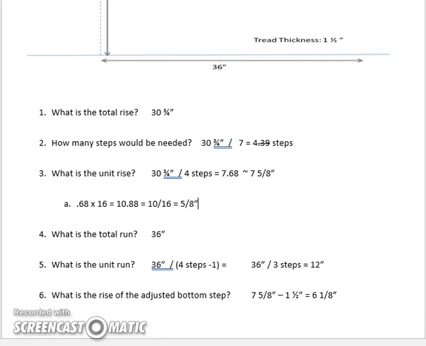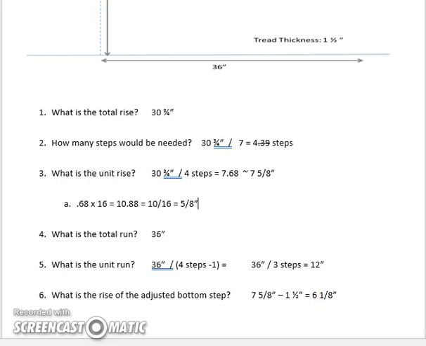Last but not least is the adjusted bottom step. You have to adjust your bottom step for the tread thickness. So, yet again, there's a reason I tell you to write this stuff down. Up here at number 3, we take our unit rise, which is 7 5/8, minus our tread thickness, which is up here in the picture, and we get 6 1/8. If you can't do that in your head, or on a calculator, 7 minus 1 is 6. 5/8 minus a half, I happen to know that 5/8 is 1/8 over a half, so we get 6 1/8.